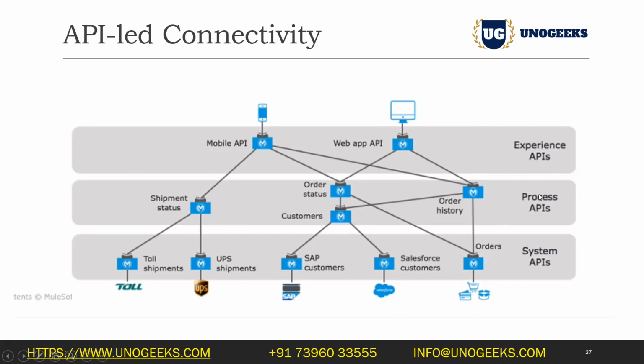Your lead or your project manager will ask you to create a system API, a process API, and an experience API. So you have to understand the difference between them. So what is a system API? Whenever you are extracting information or data from a system, it can be a database, it can be Salesforce, it can be any system, you're just extracting the data. If you build an API for that, you will call it a system API.